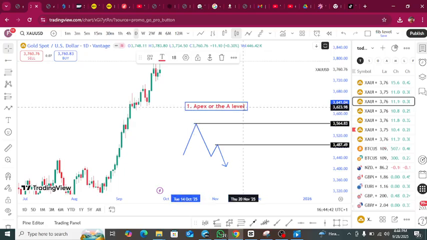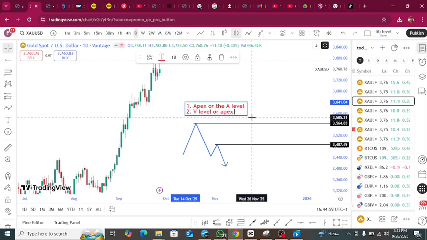Now, the second type of level is called the V level, or the apex. Okay, now what's the function of the A level? They act as resistance. That's what they do. So I'll write here their resistance, then I'll write here the function of the V level is the support.